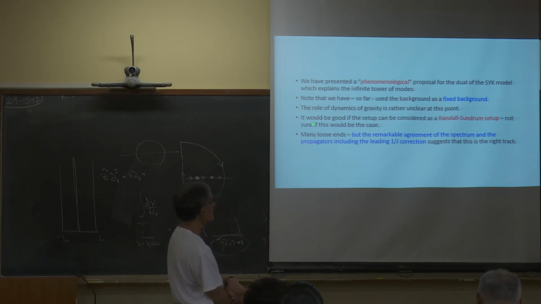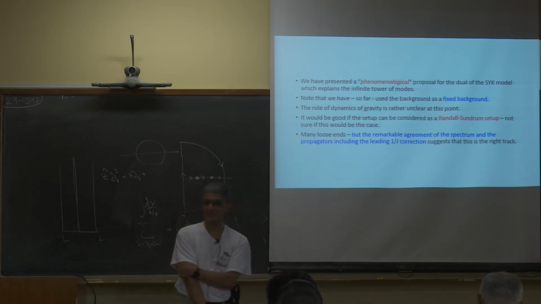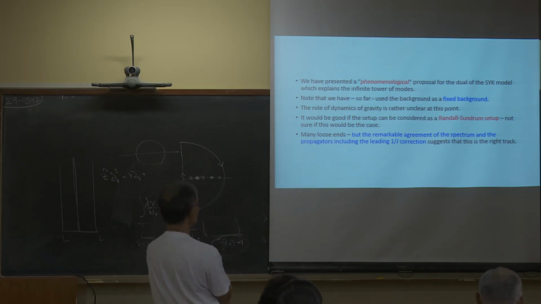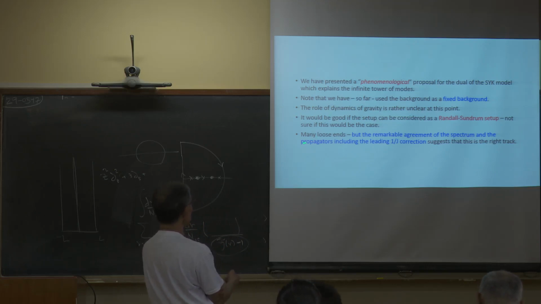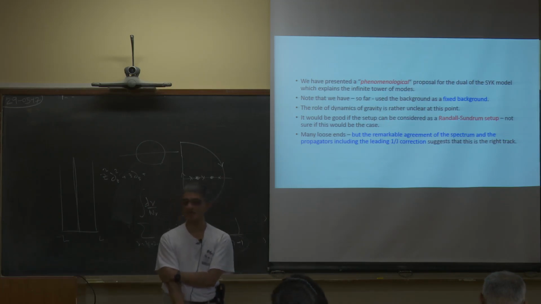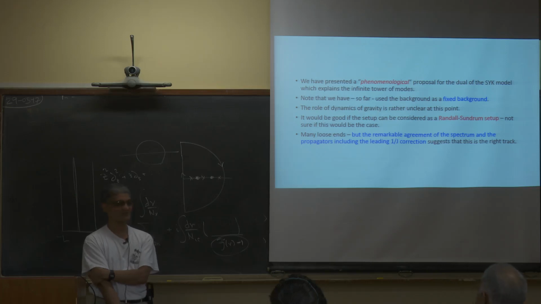It almost looks like there should be a setup similar to a Randall-Sundrum setup here, with this thing at the delta function being something like a brane and using Israel junction conditions. So there are of course many loose ends, but we think that this remarkable agreement of the spectrum and the propagator, including the 1 upon J correction, probably suggests that we are on the right track. So probably some modification is needed to complete the story, which is good, otherwise there'd be nothing to do. Okay, thank you.